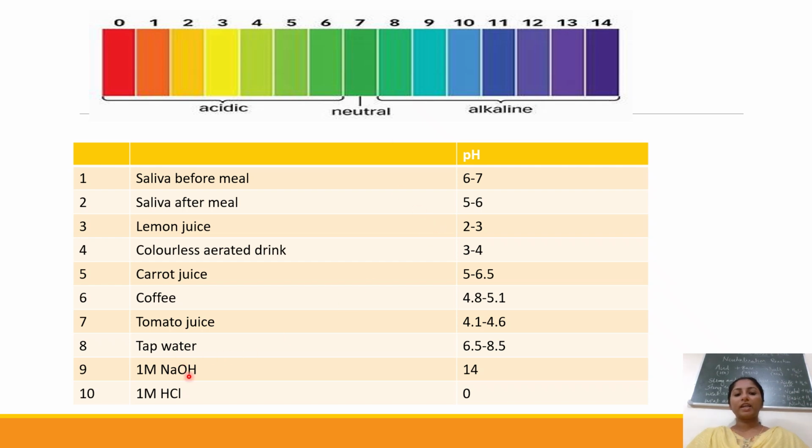Okay. And what about NaOH? It will show a strong basic nature, so the pH is 14. What about HCl? pH 0, that means more acidic. Okay, that's all.